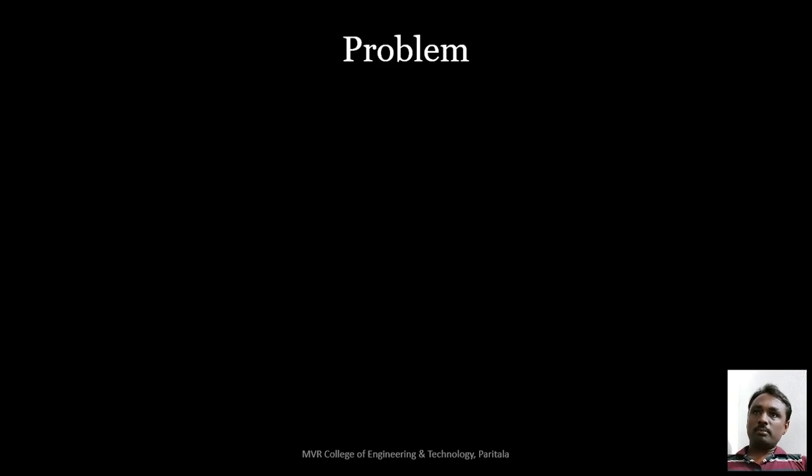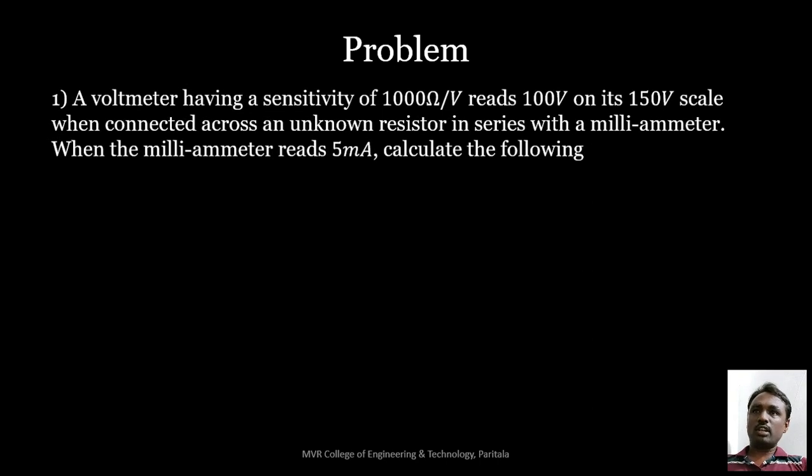Coming to the problem for loading effects: if you connect the voltmeter across a high resistive material, how it gives wrong values, we can calculate here. See here, a voltmeter having a sensitivity of 1000 ohms per volt. What is meant by the sensitivity of a voltmeter? You can tell it by the units.